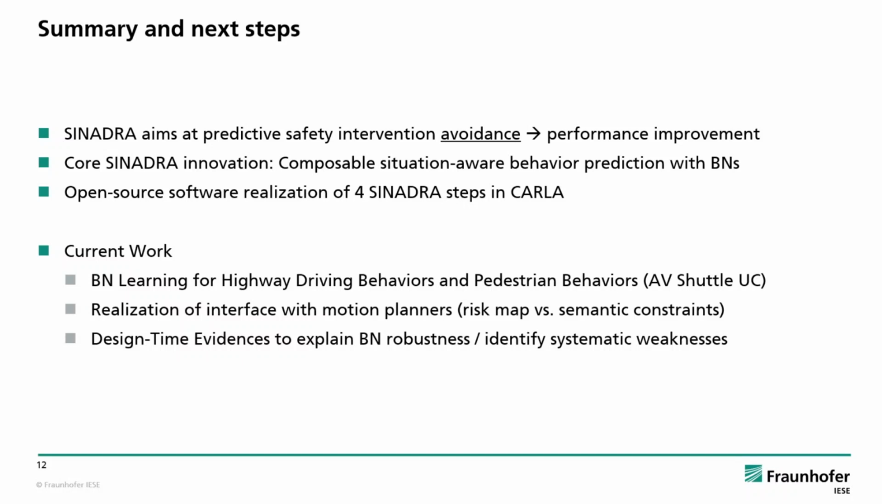And last but not least, I mentioned in the beginning that the design time evidences are also very important. So if we're creating such a Bayesian network and train it, we also need some kind of evidences at design time about the robustness of this BN. So why is it good in certain situations? And using the explainability features of the technique as such to potentially also identify systematic weaknesses of these. So in which situations it doesn't perform well, this could then be used in the next step to do a little bit more worst case reaction to particular outputs of the BN.